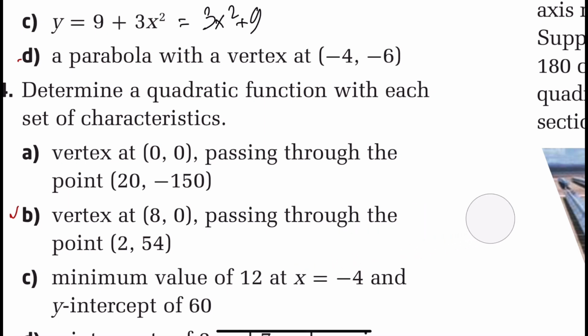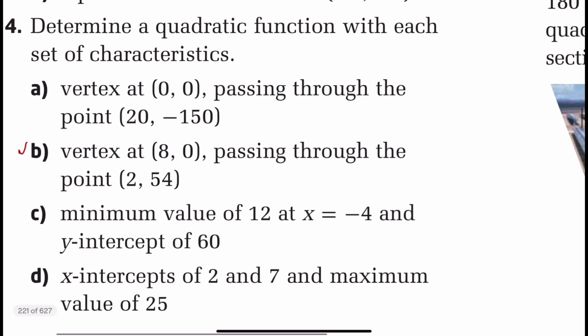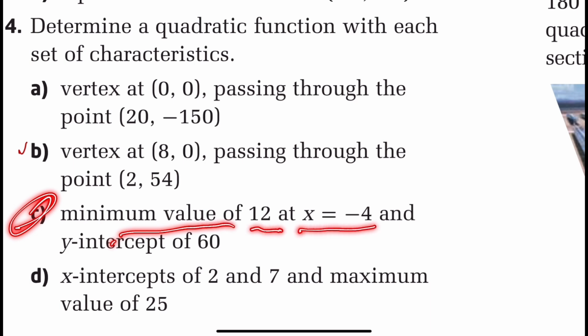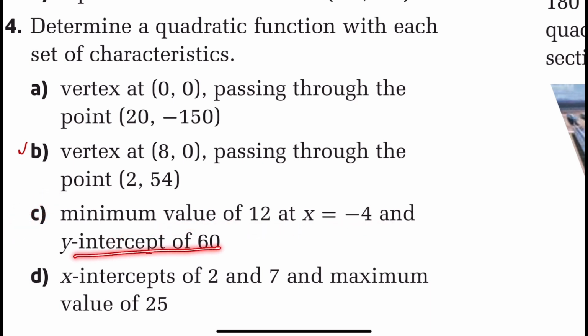So let me see this point. Same thing. Here we have the minimum value is 12 at x is equal to minus 4 for this question. I'm talking about this question. Minimum value is 12 at x is equal to minus 4, and the y-intercept is 60.